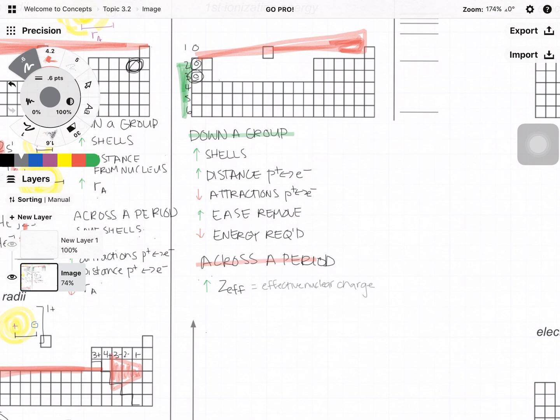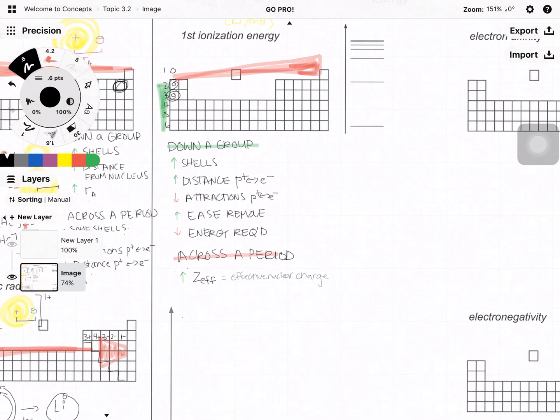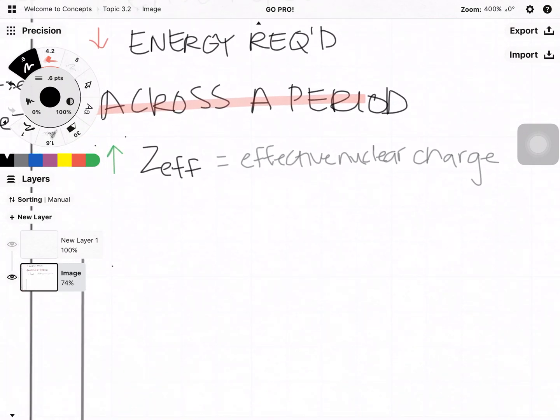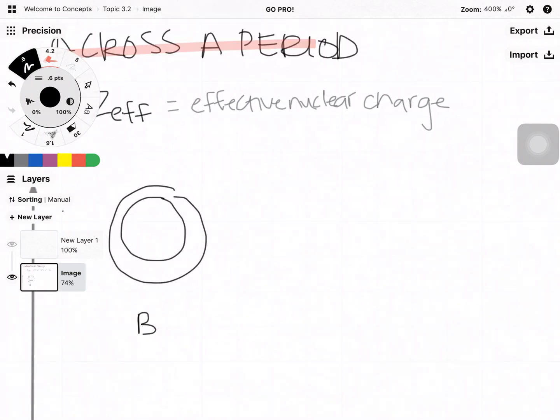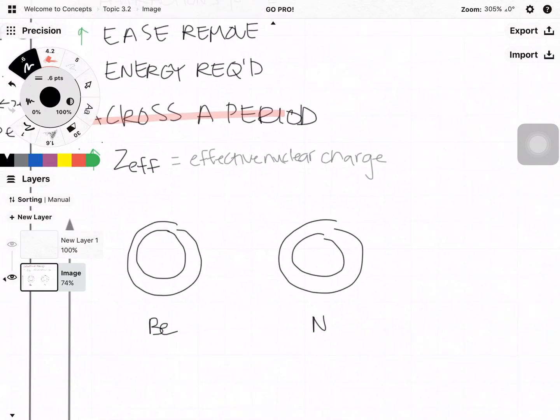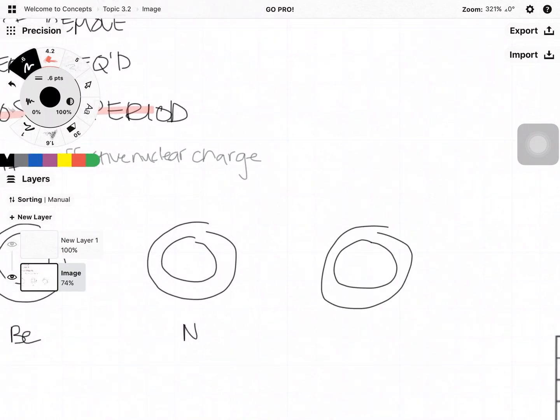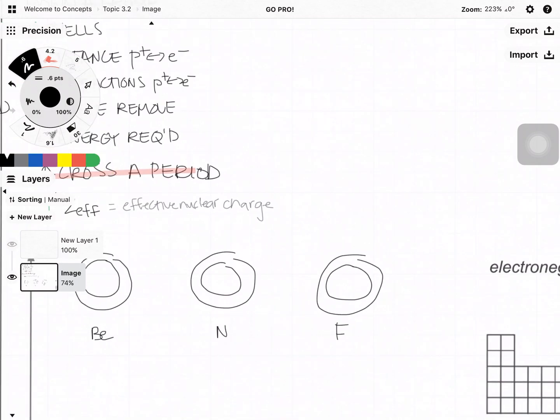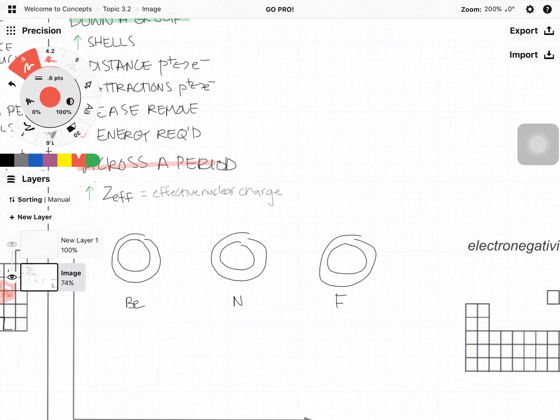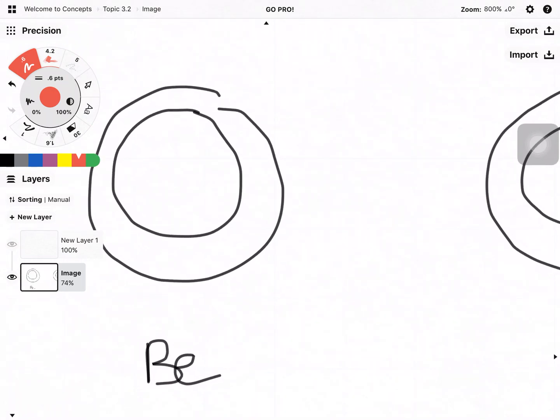Let's take a look at what that means by looking specifically at a period. If we take a period and choose a few elements, let's draw, for example, beryllium, then nitrogen, and then fluorine. Let's draw each of the subatomic particles within each of these elements. Beryllium has 4 protons, so we have 4 positively charged subatomic particles here, and it has 4 electrons: 1, 2, 3, 4.